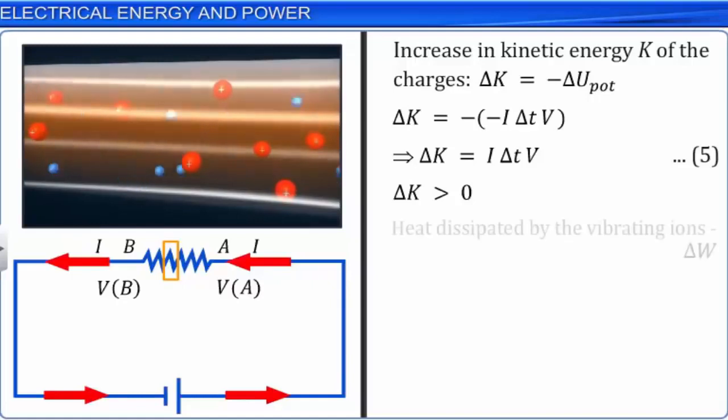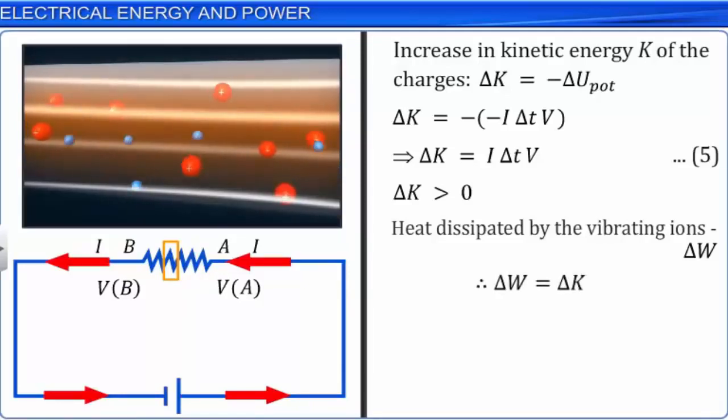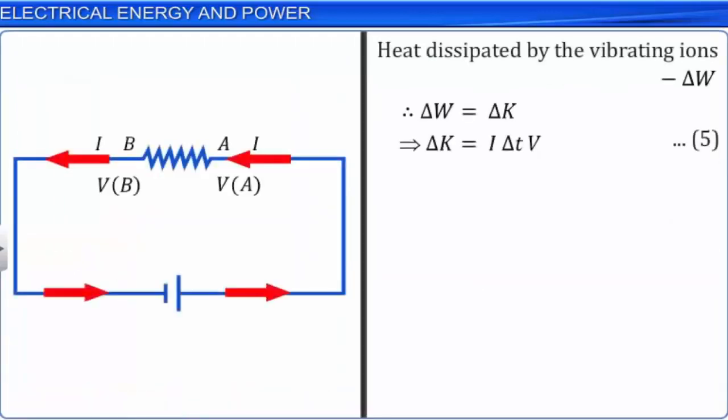The heat dissipated by the vibrating ions is represented by delta W. This delta W is nothing but the increase in the kinetic energy of the charged particles. Therefore, delta W is equal to delta K. From equation 5, we can say that the amount of energy dissipated is expressed as delta W is equal to I delta T V. Let this be equation 6.